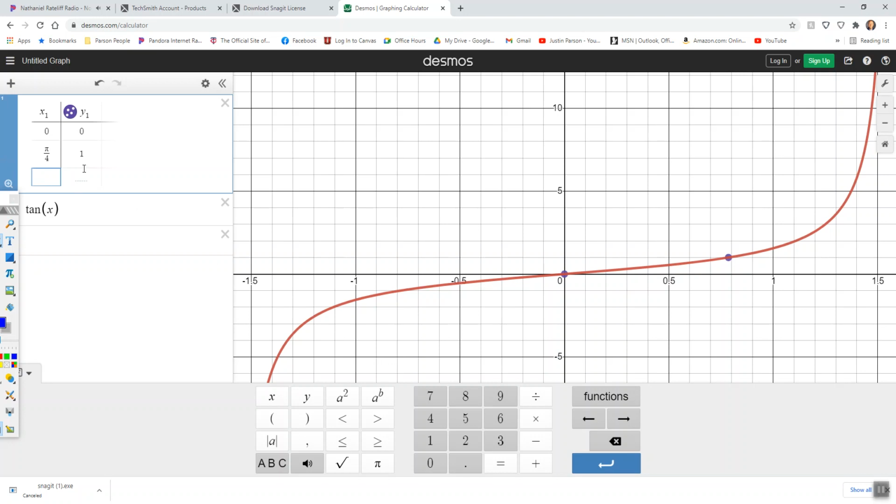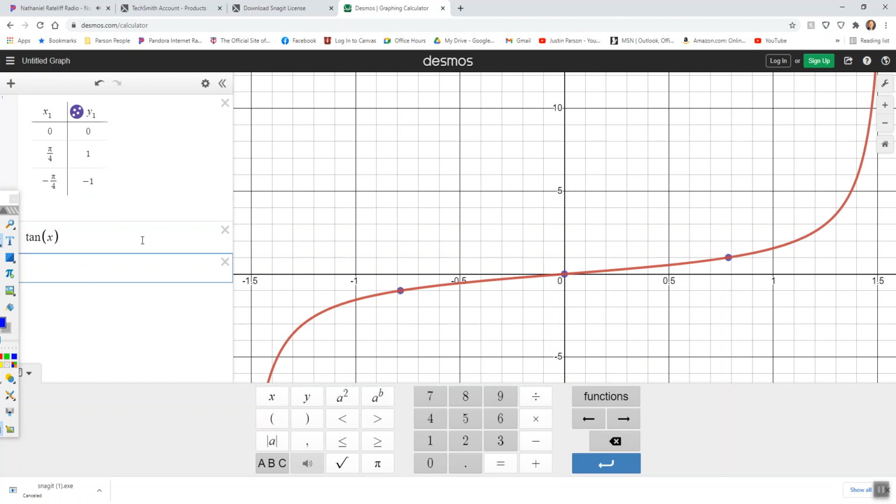Go to negative pi over 4, which would be the same as negative 45 degrees. Negative 45 degrees would really be the same as 315 degrees. So go to 315 degrees, which is negative pi over 4 radians. What's the value there? Negative 1.